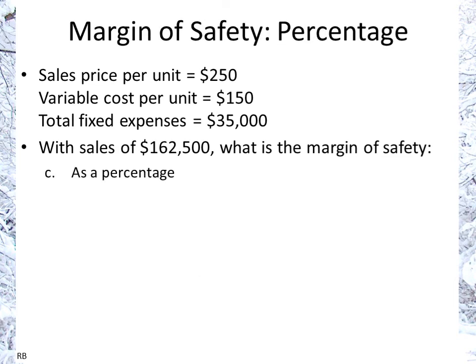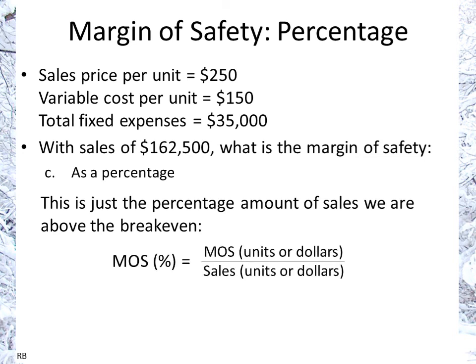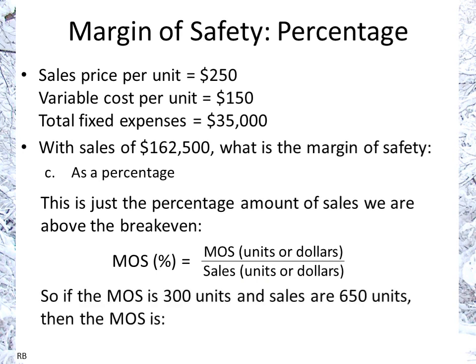Now finally, as a percentage. This will tell us what percentage of sales we can lose off of our present sales, and we'll still hit break even. That is simply the actual margin of safety, either in units or in dollars, divided by our target sales, or the sales that we are looking at in units or dollars. Now, taking the units values, we had 300 units as the margin of safety, and the sales are 650 units. So that gives us a margin of safety of 300 over 650, or 46.2%.